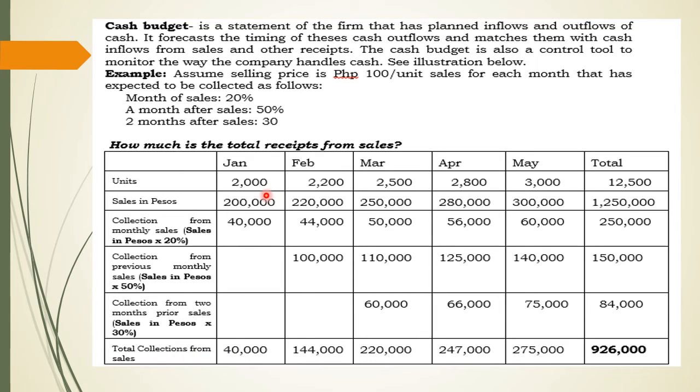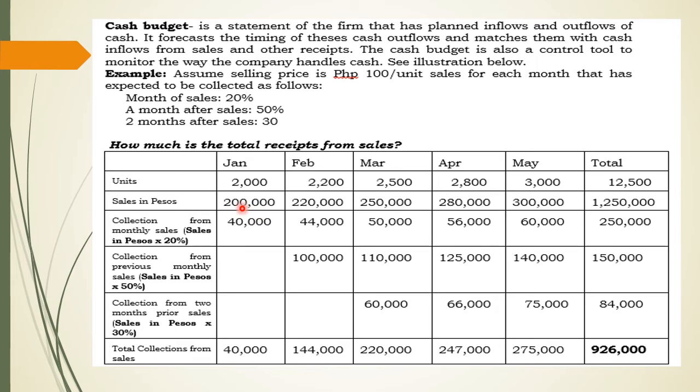So, total collection from sales, na-collect nimo from sales, kanimo ani siya ang sales, na-collect nimo 20%, 40, mauna siya dinha ang imong collection from sales, 40,000.